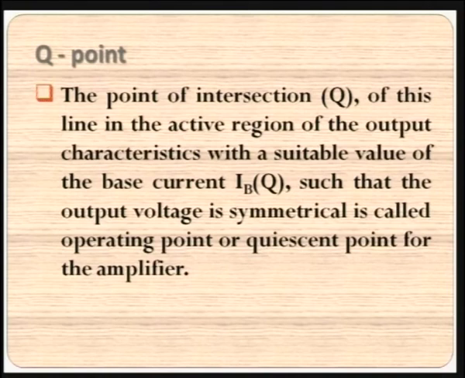The point of intersection Q of this line, the load line, on the active region of the output characteristics with a suitable value of the base current, which is here marked as IBQ, such that the output voltage is symmetrical, is called an operating point or quiescent point for the amplifier.